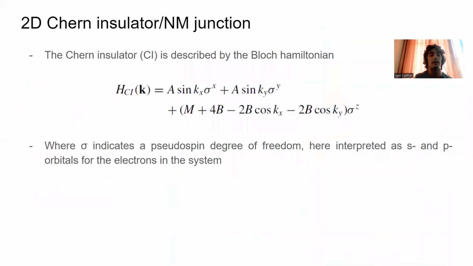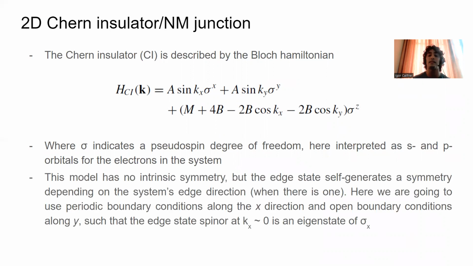The last model that we have checked is the 2D Chen insulator, and we have put it in junction with a normal metal. The Chen insulator is described by the block Hamiltonian that I put here on the slide, where the sigmas are the Pauli spin matrices, and they indicate a pseudo spin degree of freedom, where here we interpret it as S and P orbital degree of freedom for the electrons in the system.